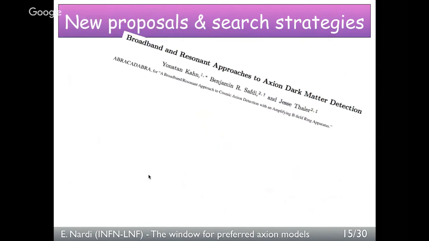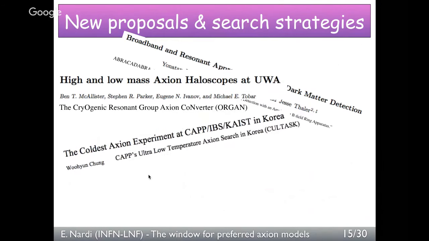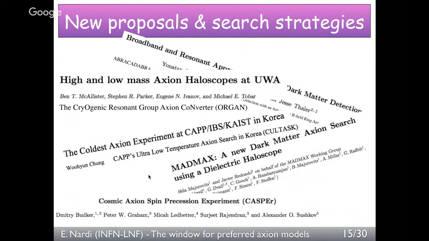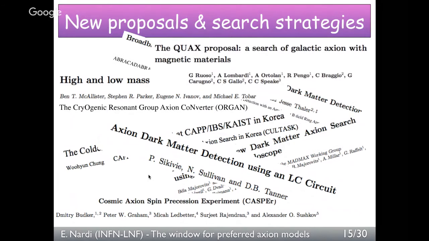Now I go quickly here just to show you some of the new proposals. So this is Princeton, MIT. This is University of Western Australia. This is in Korea, CULTASK. In Korea, they even founded an institute, which is called the Center for Axion and Precision Physics. MADMAX is mainly a German proposal. CASPEr is in the United States. This is a very nice experiment, but I have no time to describe it. This is the University of Florida. QUAX is one of the INFN proposals in Legnaro, in Italy.